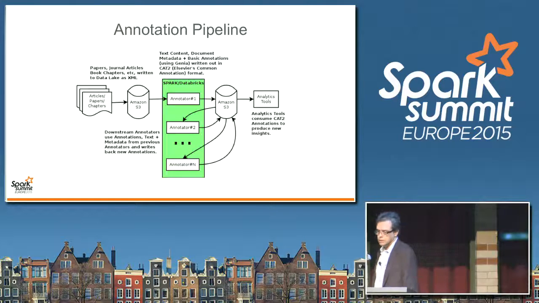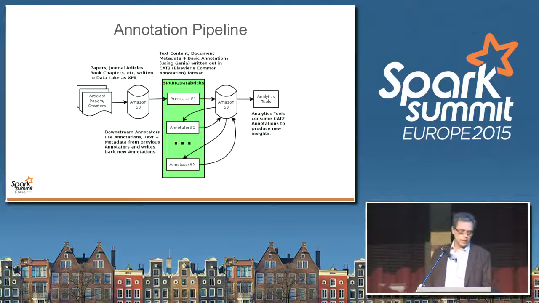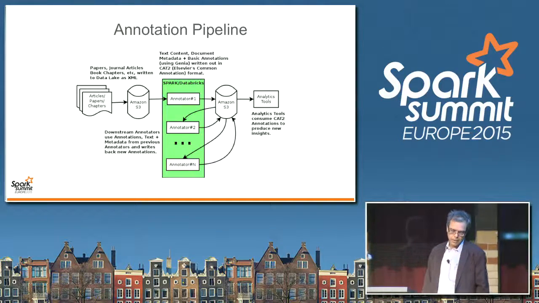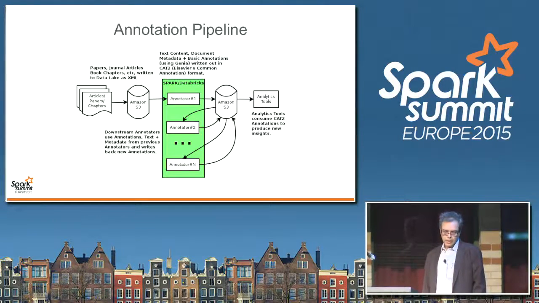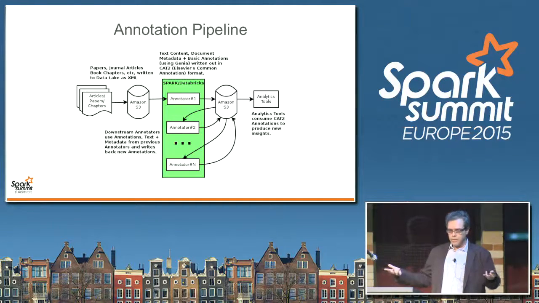Just to give you an idea of the pipeline, the input to our system is a bunch of articles, papers, book chapters that are dumped into our data lake, and these are not really structured. They are basically the document ID and the text, and they are in sequence files.